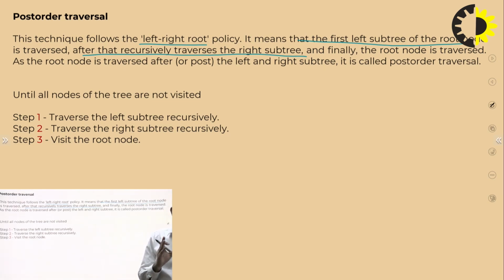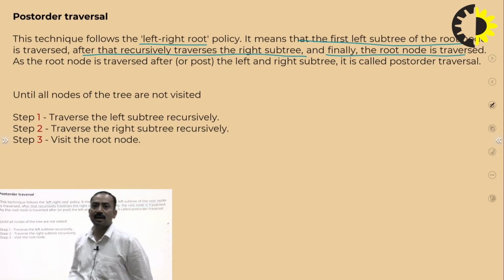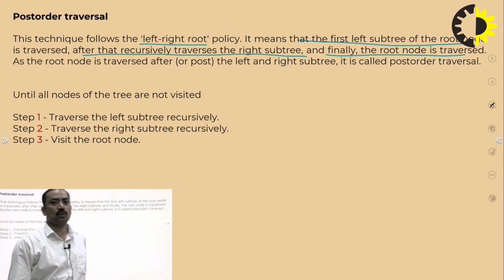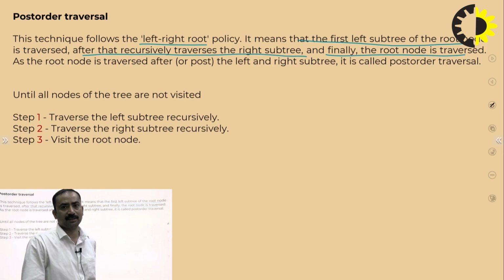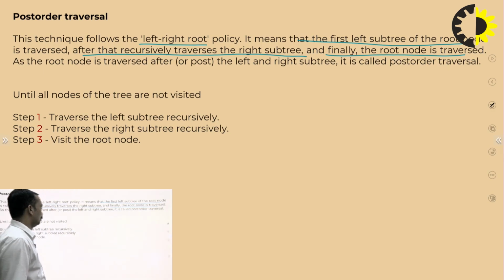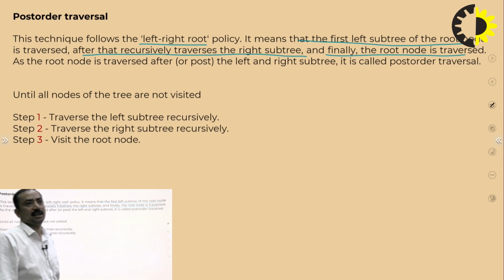So first we have to traverse the left, then we have to recursively traverse the right subtree, and finally the root node is traversed. In the previous discussion, we traversed the root first, then went to the left subtree of the root, then recursively visited the right subtree of the root. Here we first visit the left subtree of the root, then the right subtree of the root, then we visit the root.